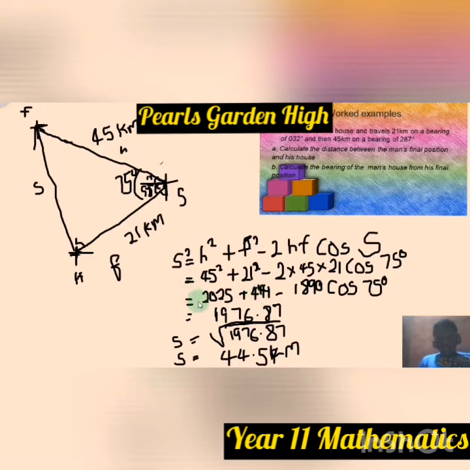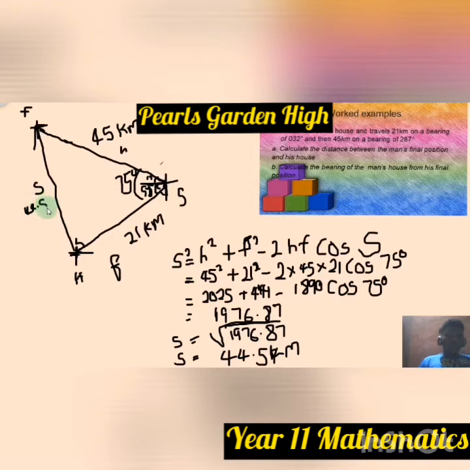Okay, so putting the different given sides into the formula, the cosine formula, you get that s is finally going to be equal to 44.5 kilometers, because you get 45 squared plus 21 squared, and then minus 2 times 45 times 21 times cos 75 degrees using a calculator. I'm sure you get that. That's 44.5 kilometers. So this side, which is the distance from his final position to his house, is 44.5 kilometers.